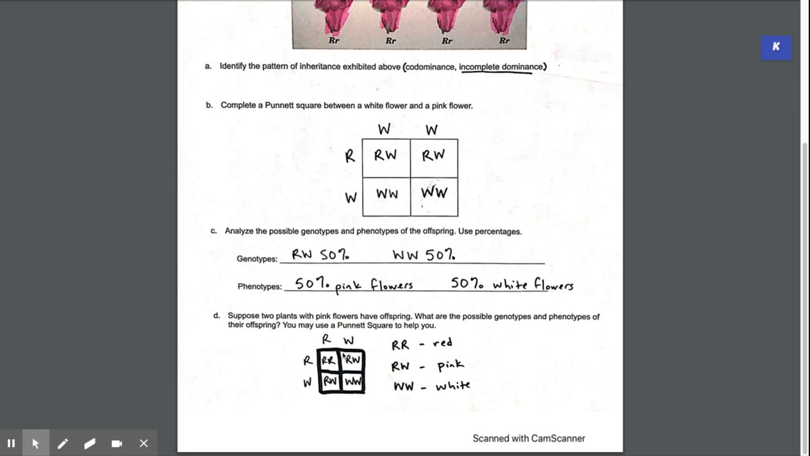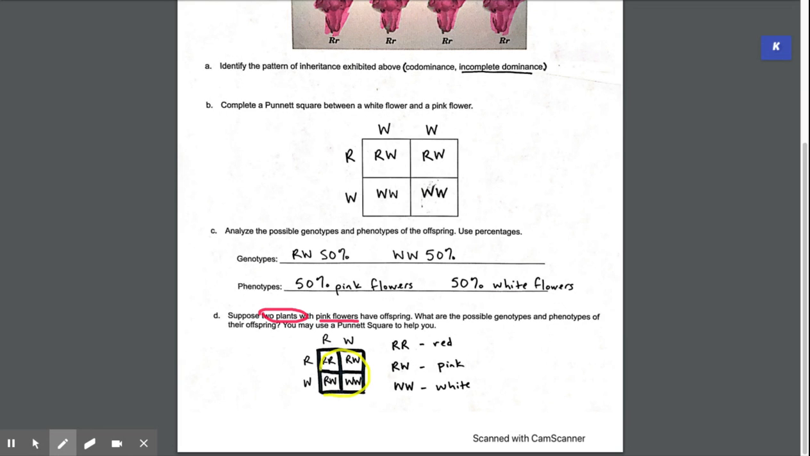In the example at the bottom here, it says suppose two plants with pink flowers. So that would mean both would have RW genotypes. So again, pink flowers, both plants. If we look, this RW would be pink, and then this RW would also be a pink flowered parent. We could then set up a Punnett square and look at the offspring.